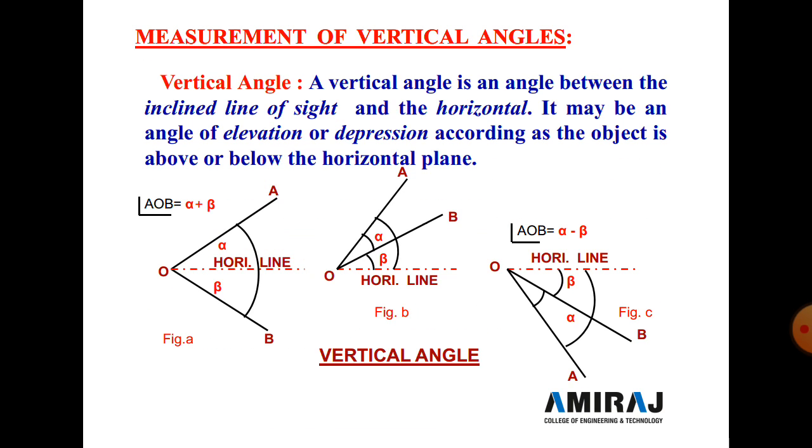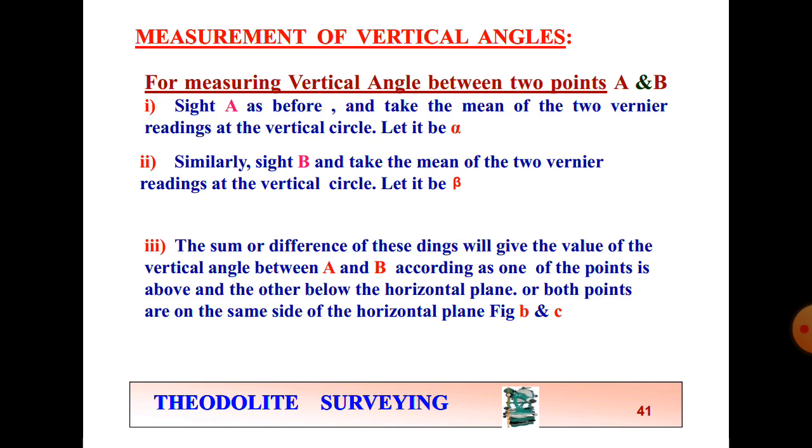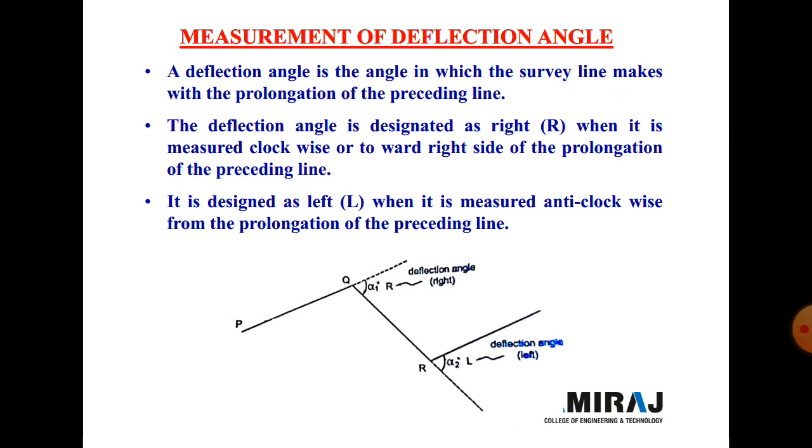So see this figure. Both the angles are in the same direction, either upper or downward direction. Here three cases are there. In all these three cases we measure the vertical angle. Now next is the deflection angle.